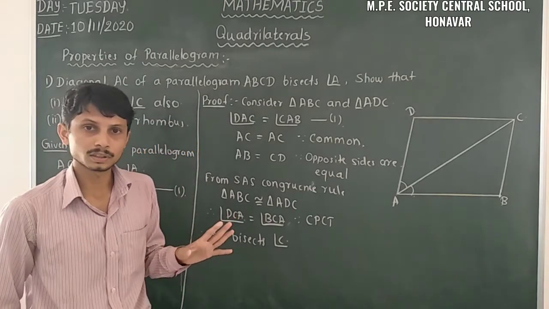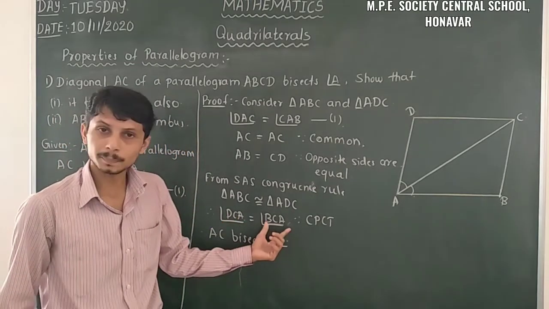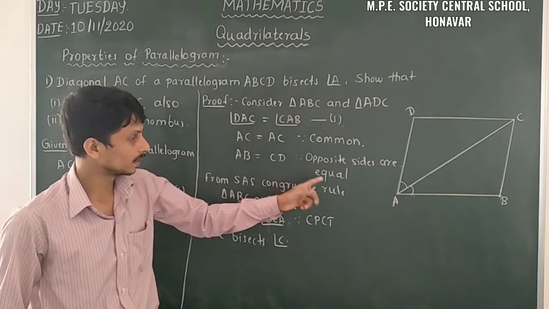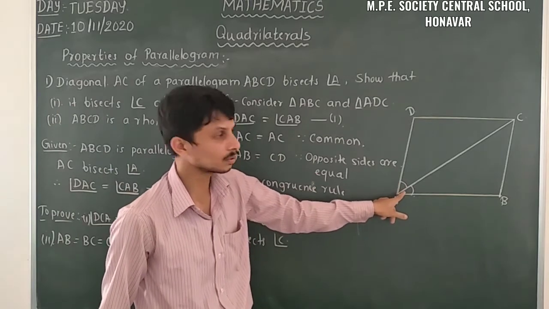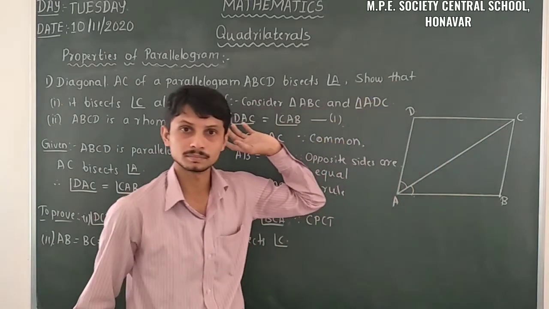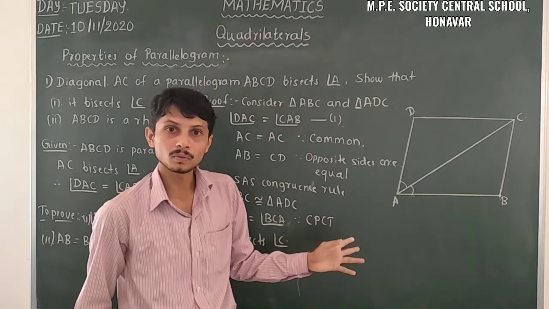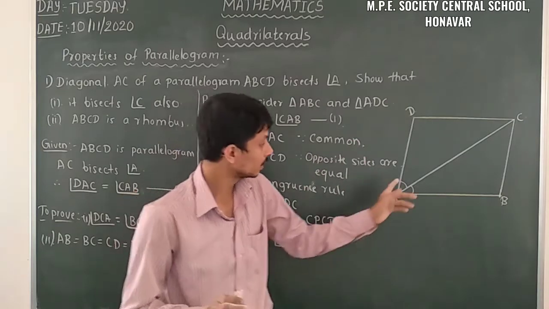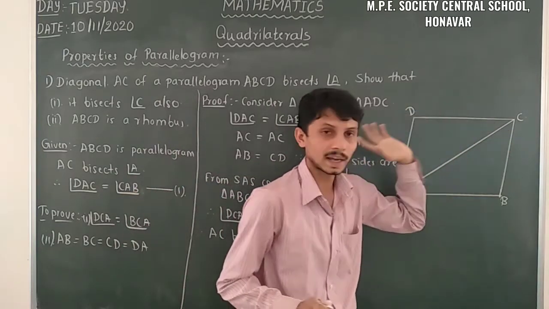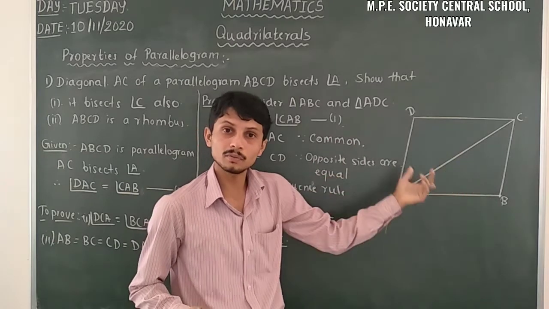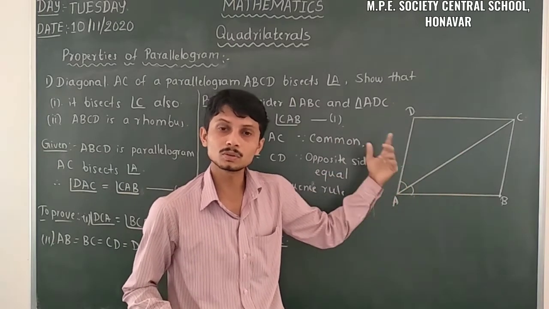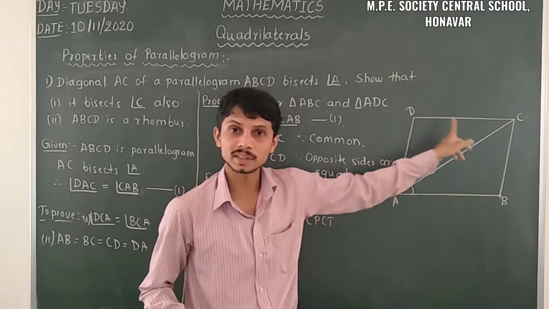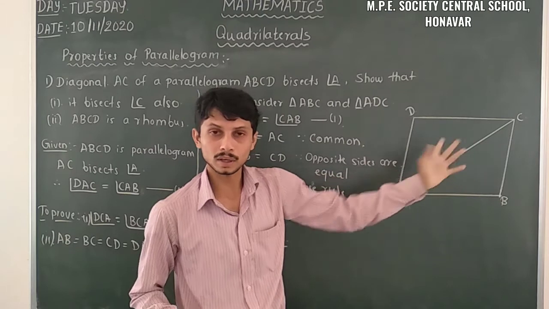Here just observe, we have angle DCA equal to angle BCA and angle DAC equal to angle CAB. These two angles are equal and these two angles are equal. When these two angles are equal, we can use the fact that sides opposite to equal angles are equal. So then we can take those two sides as equal. So how can we take that one?